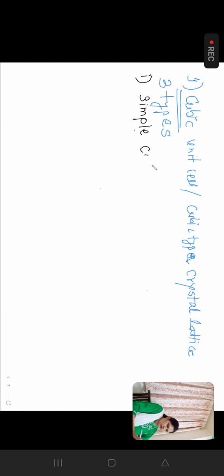Okay. So in cubic unit cell also there are again 3 types. First is simple cubic cell, which is called SCC, simple cubic cell.